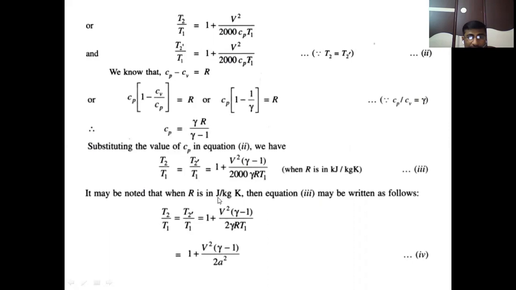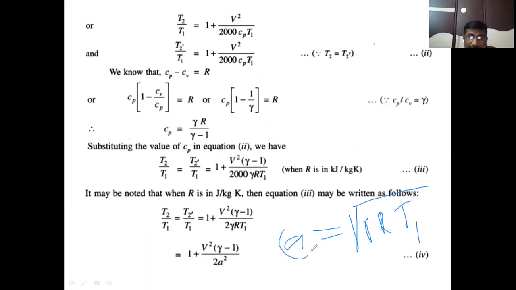If R is noted in joules per kg Kelvin, then equation 3 may be written as follows. T2 by T1 or T2 dash by T1 equal to 1 plus V square into gamma minus 1, in place of 2000, we can write 2 into gamma R T1, where R is joules per kg Kelvin here. R is in kilojoules per kg Kelvin when we write 2000. Therefore, 1 plus V square into gamma minus 1 by 2A square. Here A is the square root of gamma R T1; otherwise, gamma R T1 equal to A square.